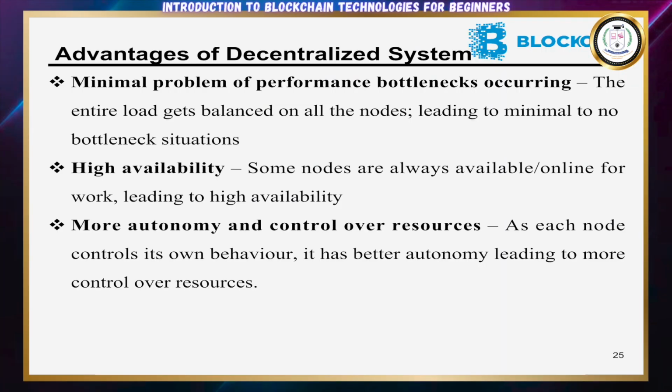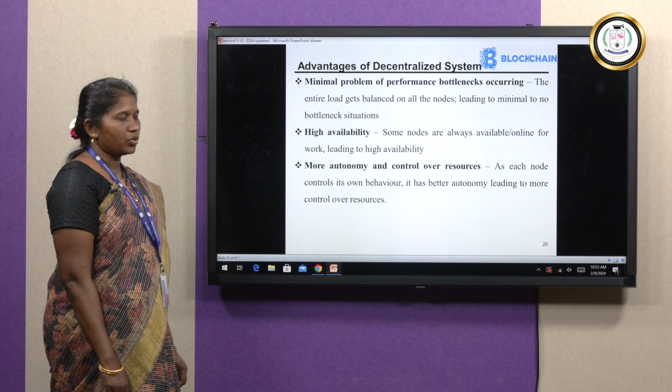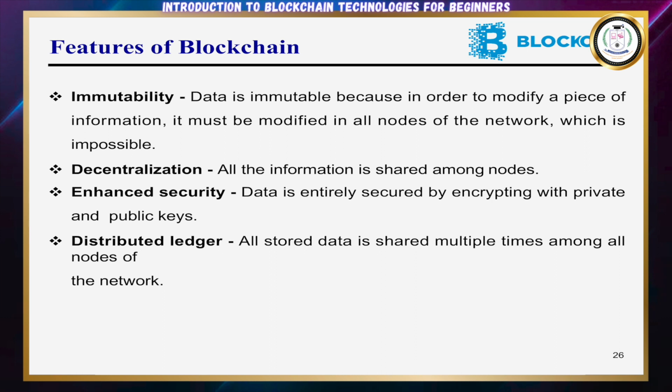And advantages of the decentralized systems. Here we have 3 advantages. One is minimal performance problems, then high availability and more autonomy, and also control over the resources. And these are the features of the blockchain: immutability, decentralization, enhanced security and then distributed ledger.